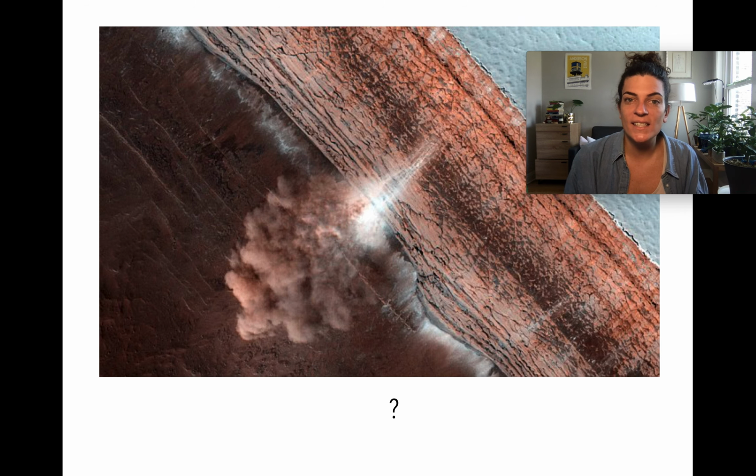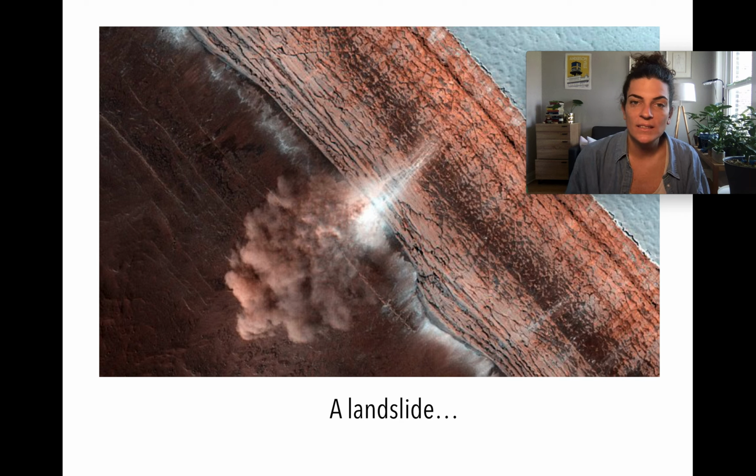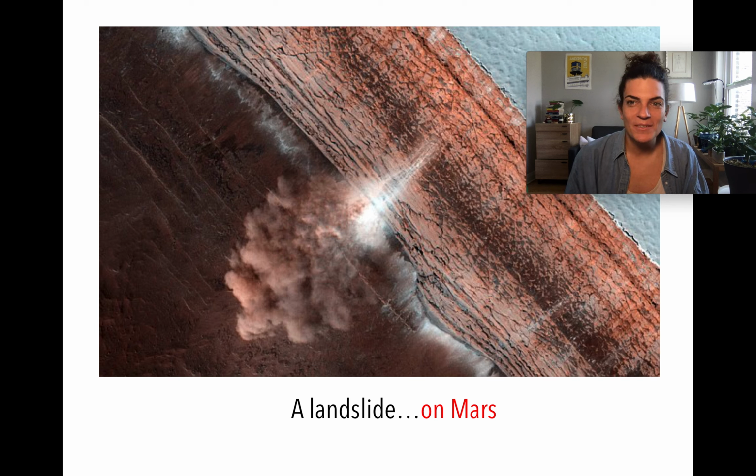We even see this in this photo, right, which looks like a landslide on Mars. So even on other planets, we can assume that uniformitarianism holds. And we can see, for example, the landslide itself, but also the sedimentation that occurred on Mars over millions and millions of years.